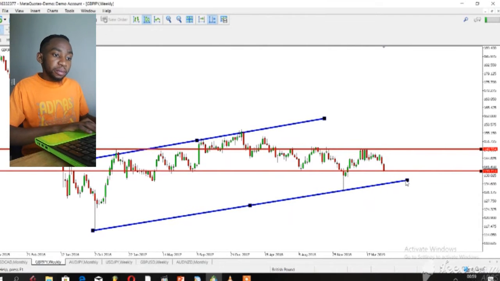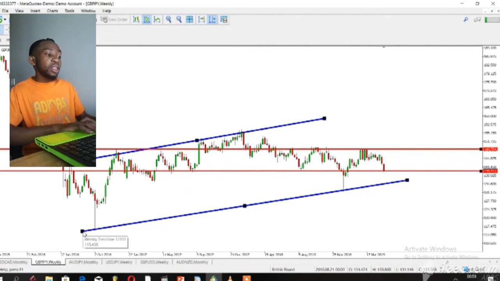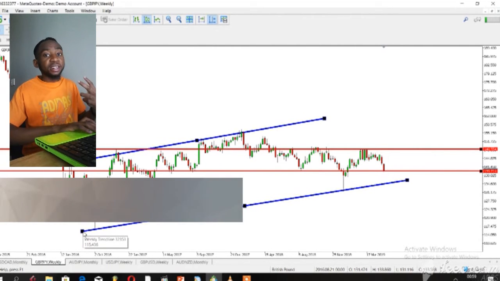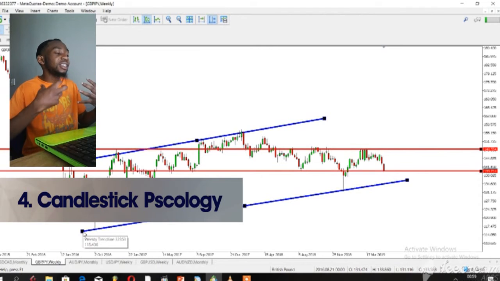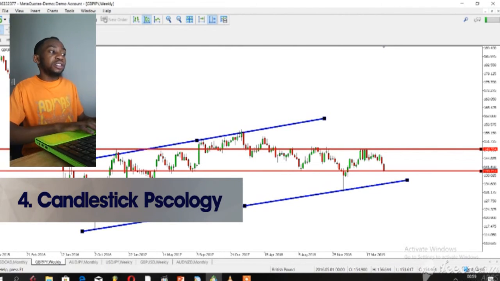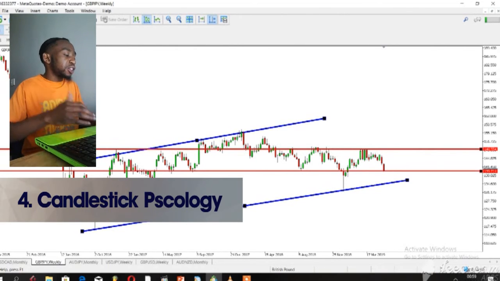Okay, so there you have it. That's the technical tools that I've applied. Now the next step is important. You need to have an understanding of candlestick psychology. The reason why candlestick psychology is very important is because it gives you an indication of what to do.